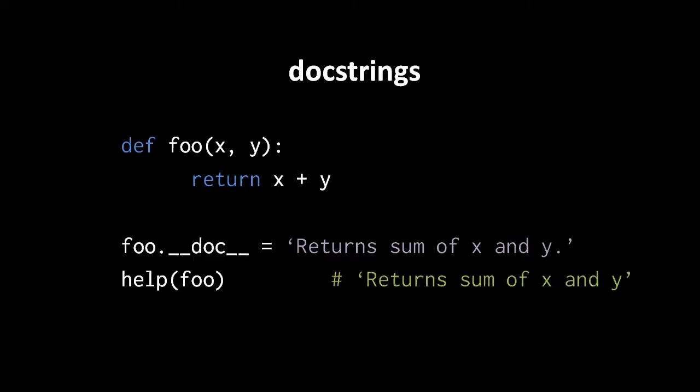A docstring in Python is simply a string which documents some class or function. It's a string which gets assigned to the special __doc__ attribute of a function or class object. And it's a string which is returned when you invoke the built-in help function on a class or function object. So here, for example, we define a function foo, and then we assign to its __doc__ attribute a string, and then if we invoke help on that object, then it's going to return that string.